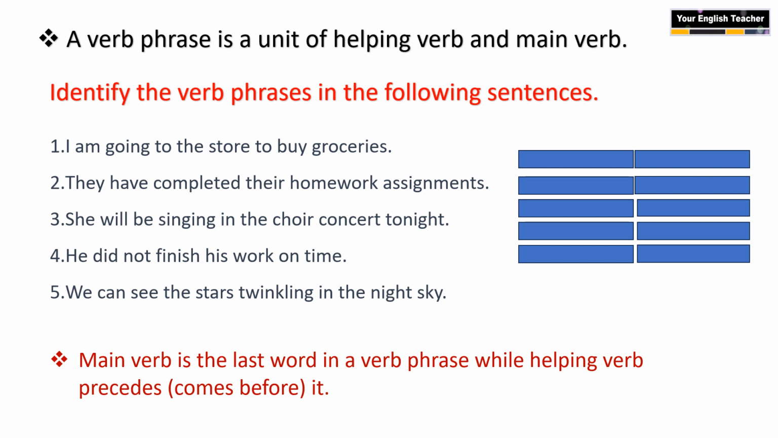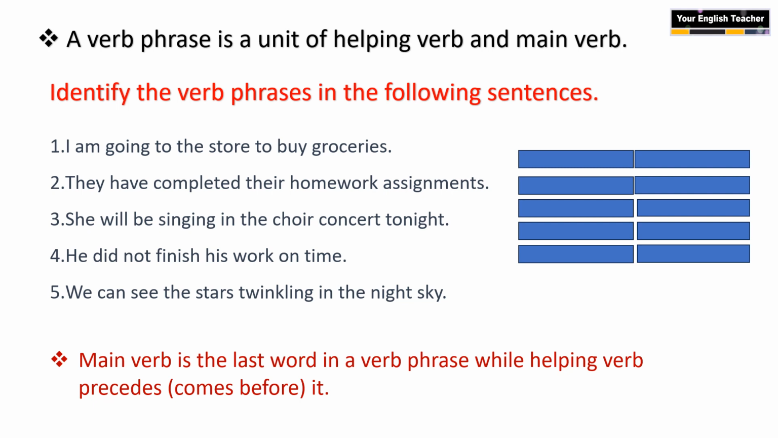So before we try to understand the difference between a helping verb and main verb, let us know what a verb phrase is. As you can see on the screen, a verb phrase is a unit of helping verb and a main verb. So what will be there in a verb phrase? It will contain a helping verb and a main verb. Where will this verb phrase be? You can find this verb phrase in any sentence.